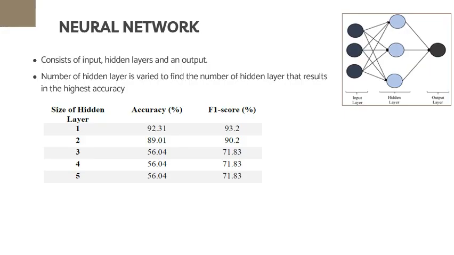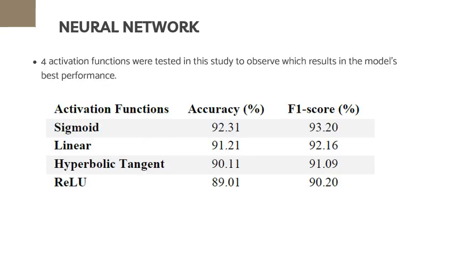The neural network consists of an input, hidden layers, and output. So the number of hidden layers is varied to find the number of hidden layers that results in the highest accuracy and the best F1 score. After increasing the number of hidden layers, it was found that the number of hidden layers of 1 gives the highest accuracy of 92.31% and the highest F1 score of 93.2%. Keeping the number of hidden layers fixed to 1.